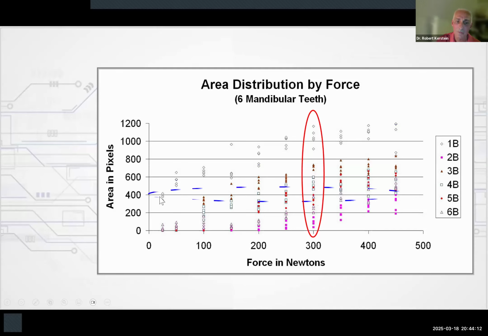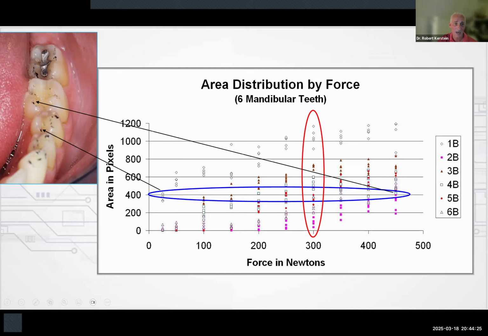But if you look at the mark sizes horizontally, this is 400 pixels. Every single load was represented by this one mark size. So what that means is you can have lots of marks that are the same size. One can be 10 newtons, one can be 450 newtons. How are you going to know?